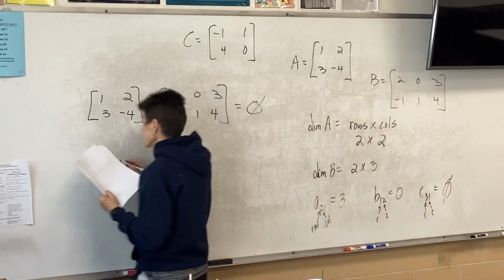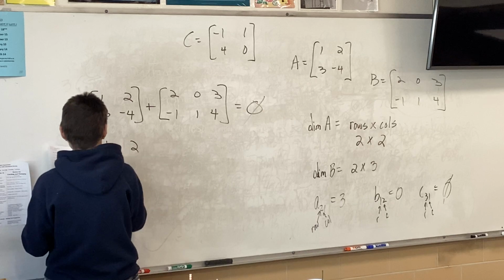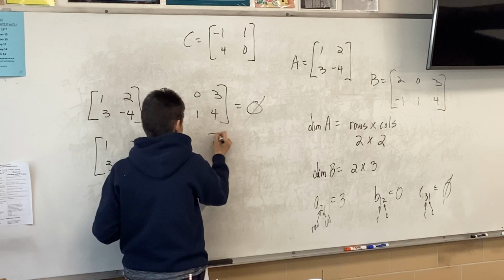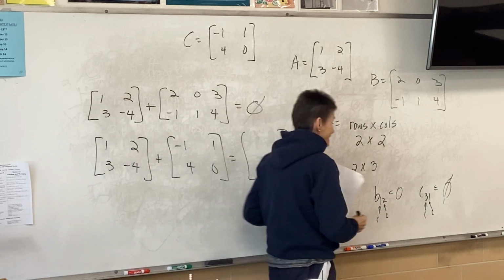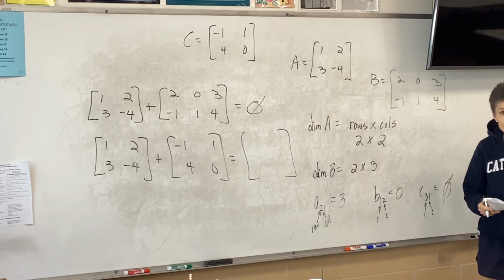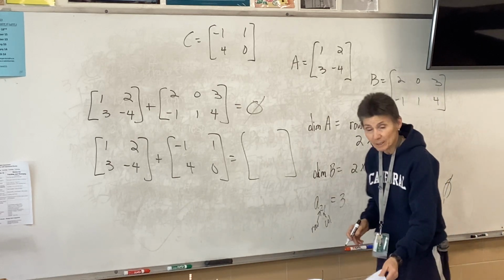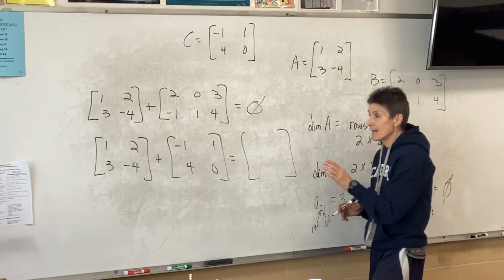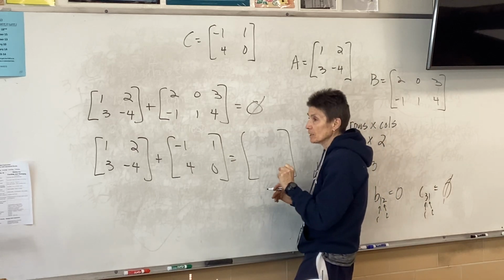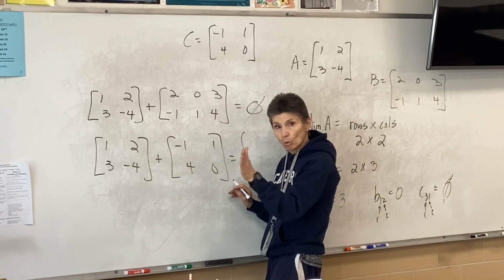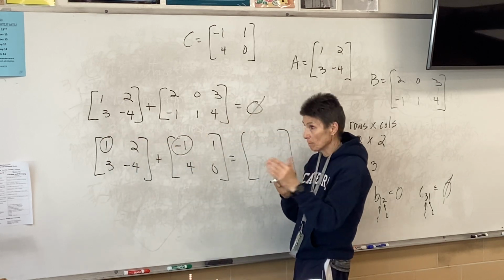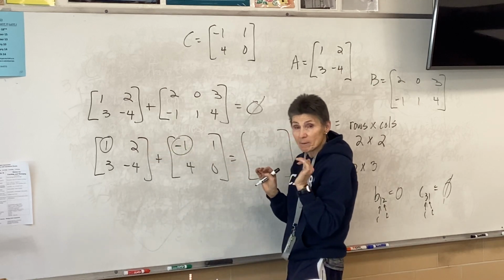All right, what about A and C? So now we're going to try to add A and C. Now, are they the same size? Yes, they are. So when matrices are the same size, they are addable. You can add them. So A and C. To add matrices, you add the numbers in the corresponding spots. So I'm going to add this one and this one because they're both in that spot of their respective matrices.